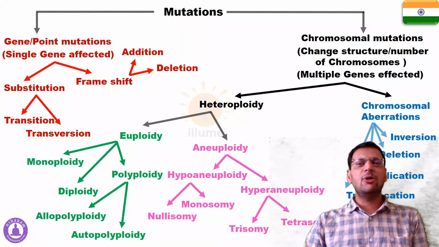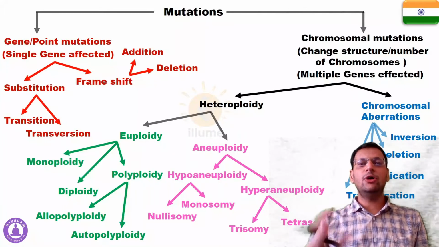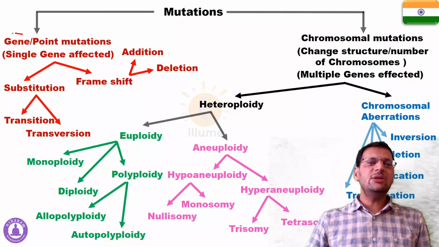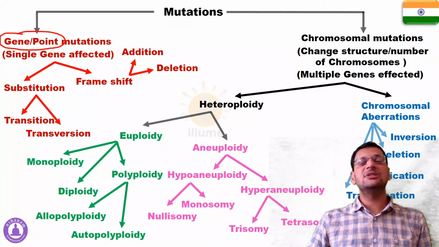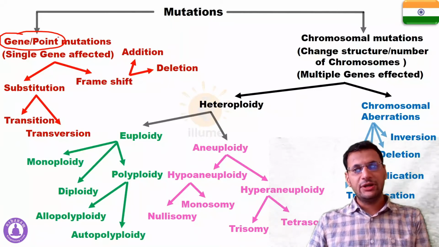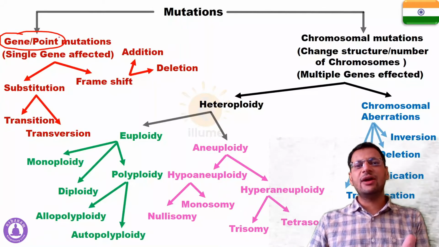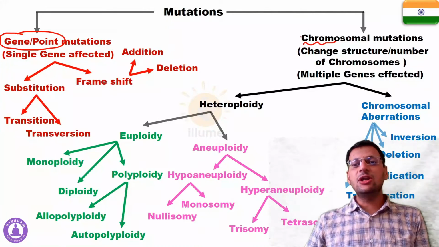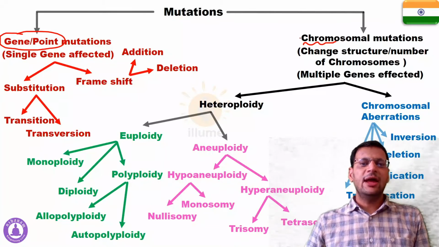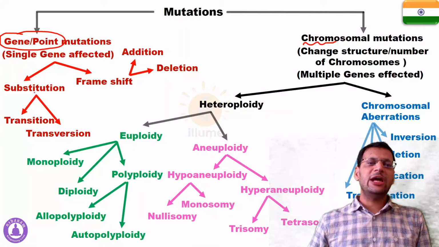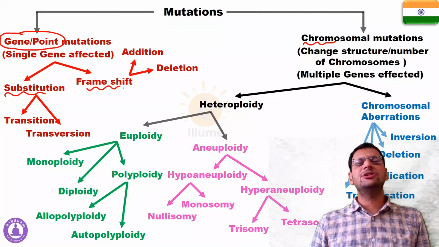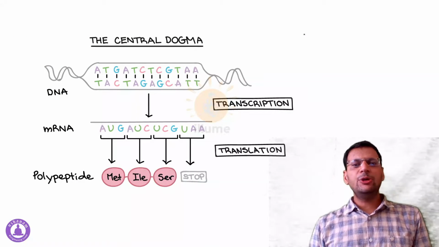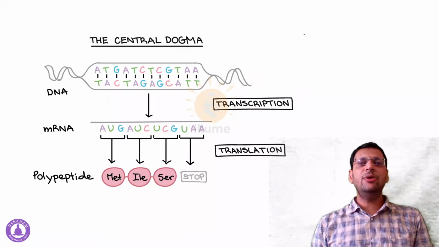We already discussed this chart in the last video wherein I told you about two different kinds of mutations, that is gene mutation and chromosomal mutation. A gene mutation or a point mutation involves a DNA change at a single point. That means only a single gene is affected, but in case of a chromosomal mutation, multiple genes are affected or the structure or the number of chromosomes are also involved. Now point mutations are of two types, substitution mutation and frame shift mutation, and both of them would be discussed in this video today.